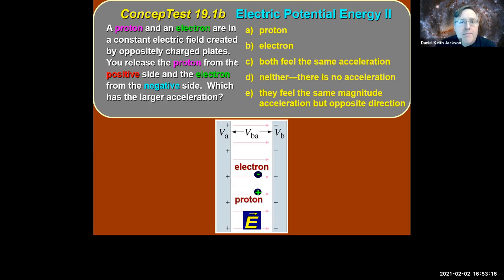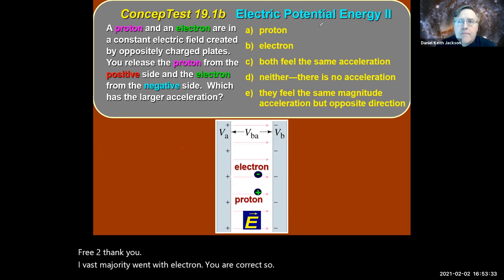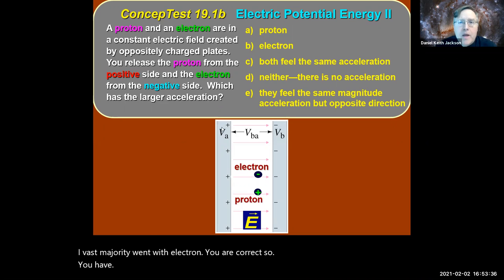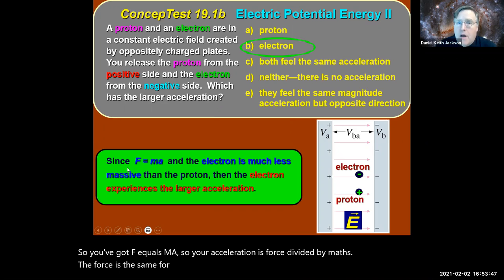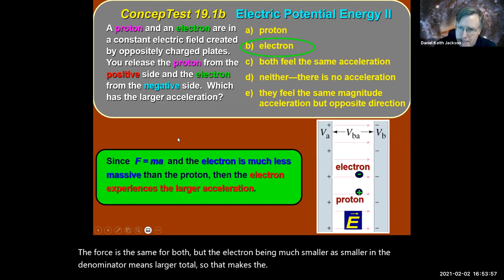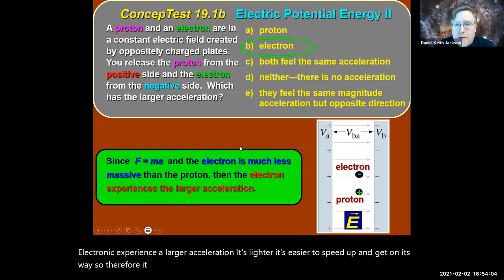All right, last three people check in. Give another 5 seconds. 3, 2, thank you. All right, vast majority went with electron. You are correct. So you've got F equals ma. So your acceleration is force divided by mass. The force is the same for both, but the electron being much smaller in the denominator means larger total. That makes the electron experience a larger acceleration. It's lighter, it's easier to speed up and get on its way. So therefore, it responds more quickly with a larger acceleration.